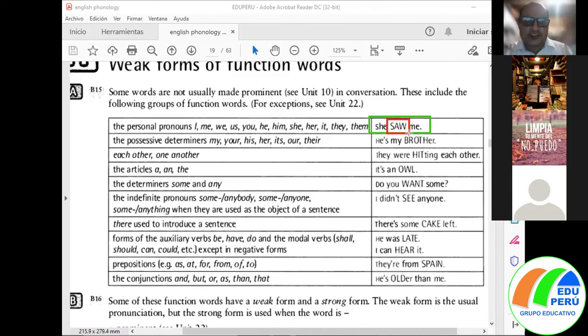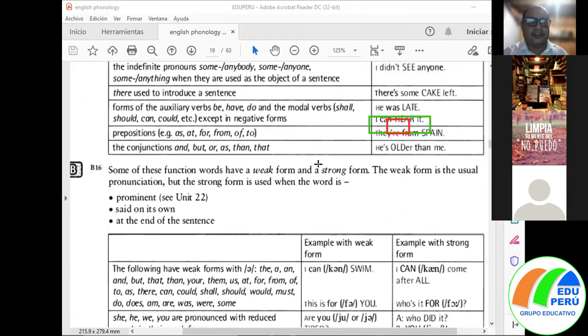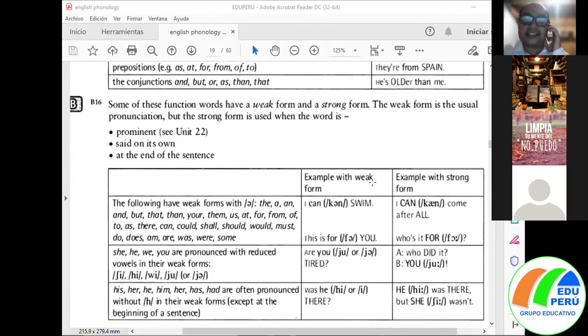So notice here, this is a rule related to the stress, and the intonation that you give when you speak. The general rule says that content words are usually stressed. Function words, no. But there are some cases where we are going to give stress to function words. When we have these kinds of words, we usually use the weak form of these words, not the strong form. So some of these function words have a weak form and a strong form. The weak form is the usual pronunciation. But the strong form is used when the word is prominent, set on its own, and at the end of a sentence. So in these three cases, I'm going to give stress to function words.